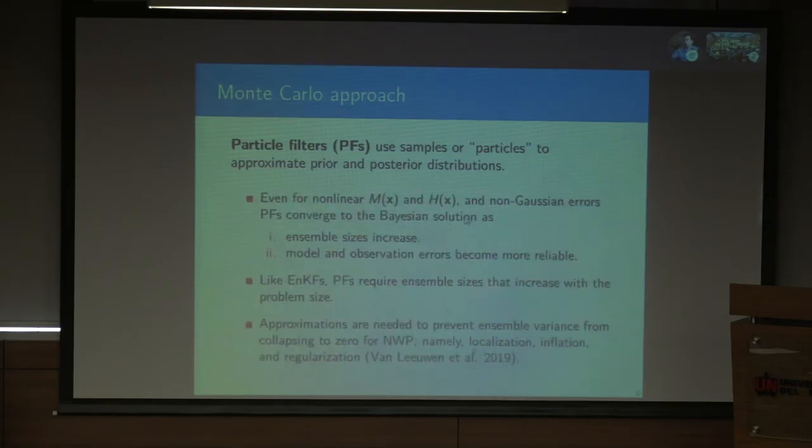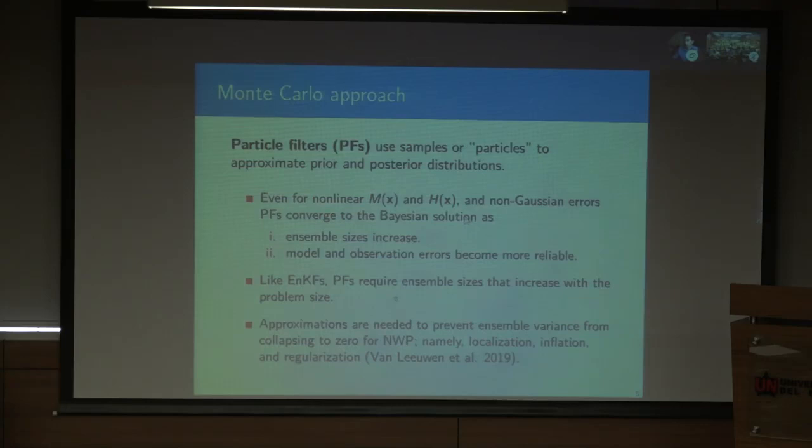The advantage here, though, is that even if we have a nonlinear forecast model, a nonlinear measurement operator, and non-Gaussian errors for all the various parts of our system, this approach will converge to the actual Bayesian solution, so long as we have a really, really big ensemble and we have a perfect handle on these errors. What I mean by that is we have a perfect representation of our model errors and observation errors, which of course is impossible, but it is a goal that we should have: trying to get a good handle on these errors.